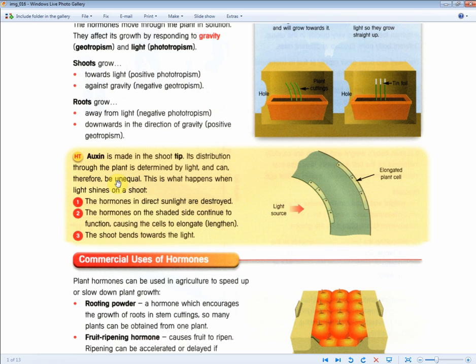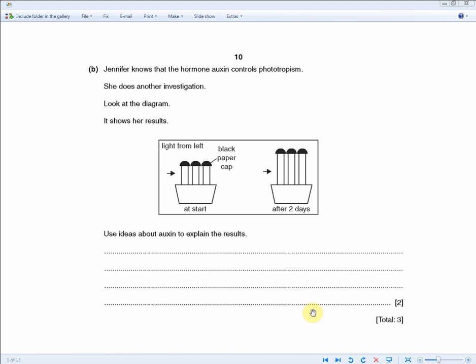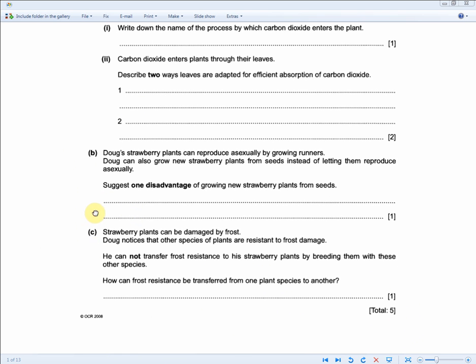So basically, the equal distribution of auxin is what they're looking for in the second mark, but we need a bridging sentence in between to explain the significance of this point. So that's it, 2 marks. So let's zoom in and begin.